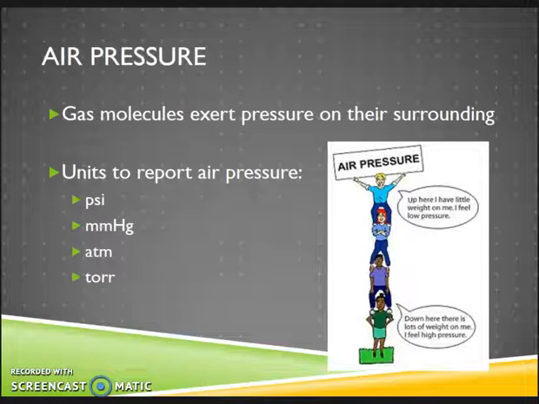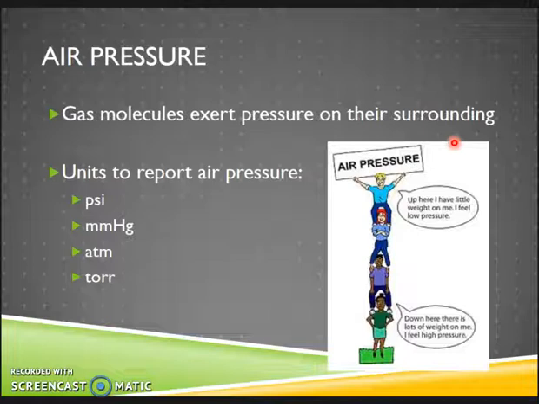So what is air pressure? We hear about air pressure all the time when it comes to the weather. Air pressure is these gas molecules exerting pressure on their surroundings. So think about the gas that we have out in the air. Those gas molecules are constantly pushing on everything around them.